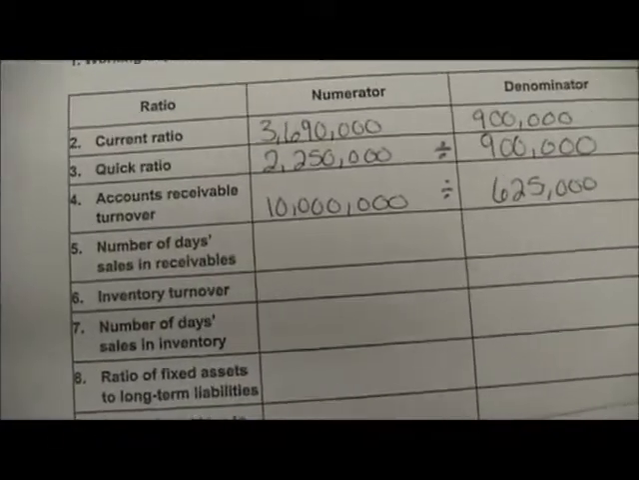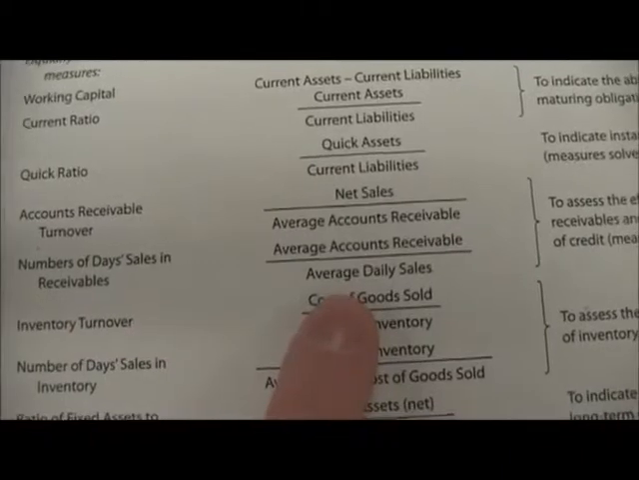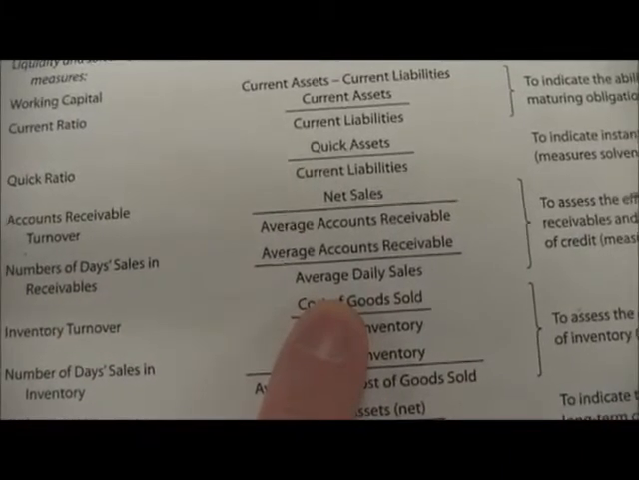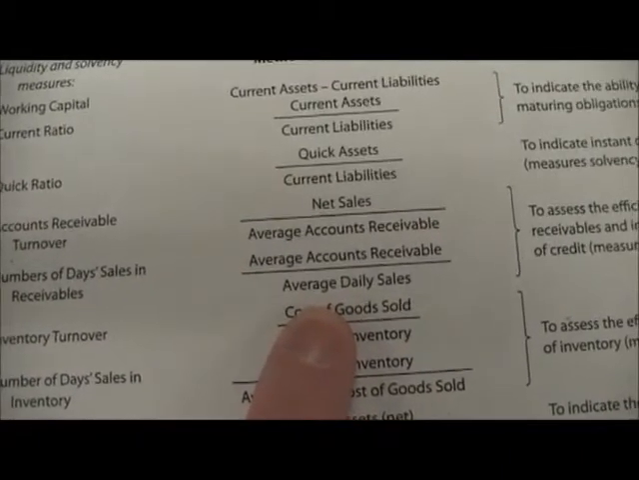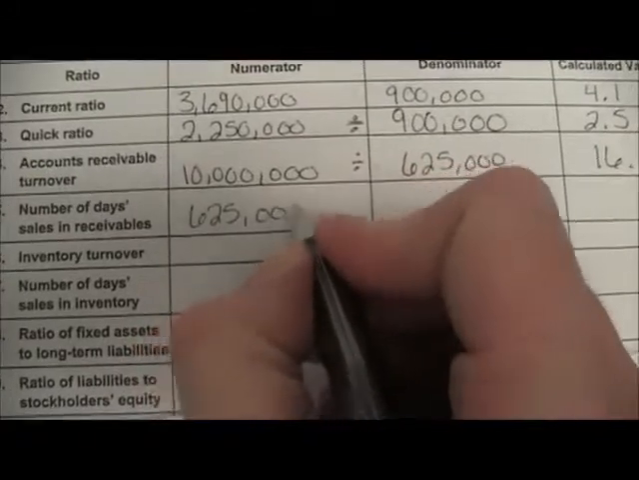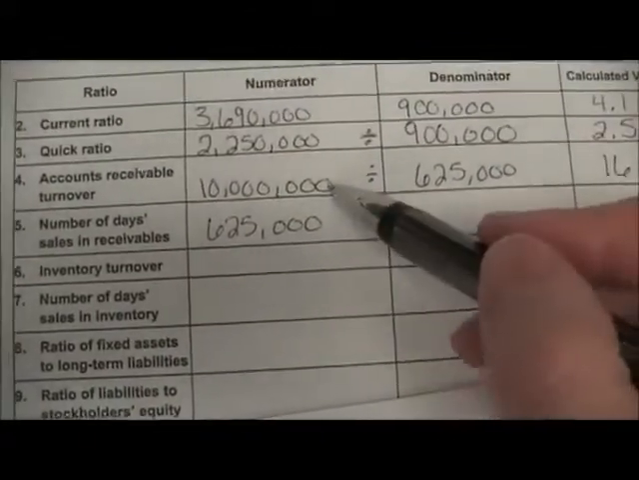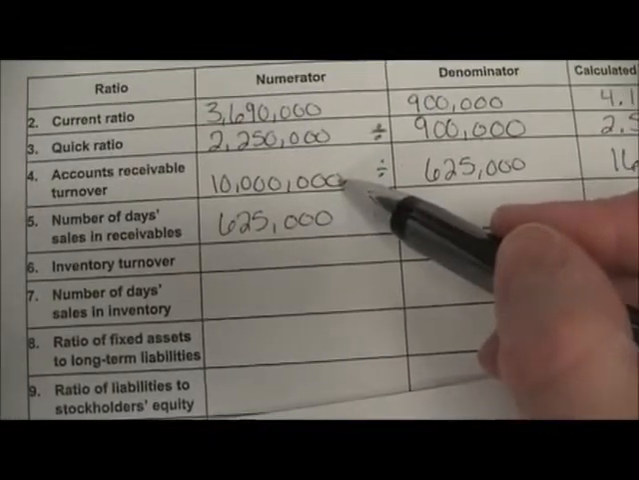Number 5, the number of days sales in receivables. If we look at our note sheet, number of days sales of receivables is our average accounts receivable, which we've just calculated in the previous one, divided by our average daily sales. So we know that our average accounts receivable is $625,000. Our average daily sales, well, we know that our sales for the year were $10 million.